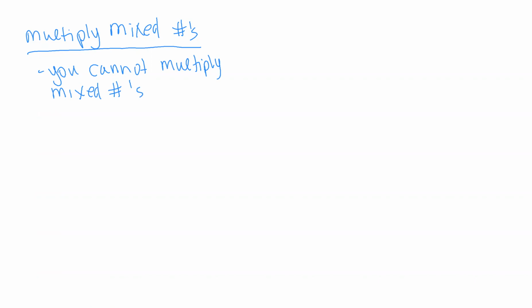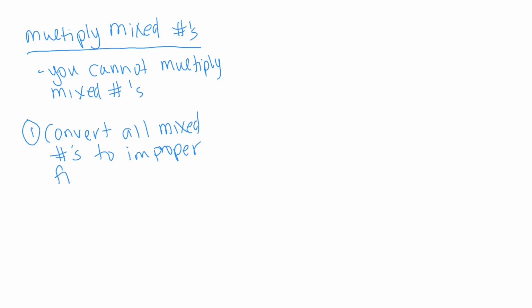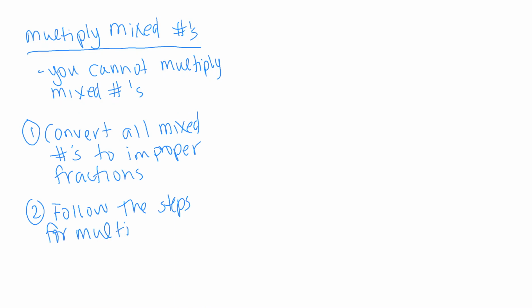However, if you go back a few videos, we know that mixed numbers are really just another form of an improper fraction. So when you're multiplying mixed numbers, you need to know that you can't multiply mixed numbers. There's none of this like multiplying the whole numbers and then multiplying the fractions. No, no, no, no. Instead, what we do is we convert all mixed numbers to improper fractions. And then follow the steps for multiplying fractions.